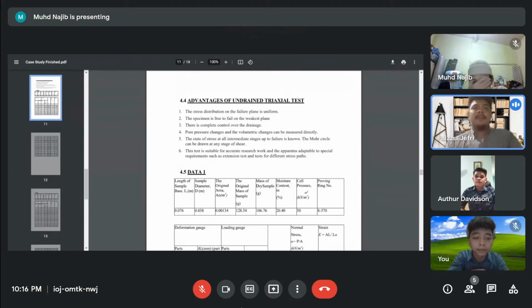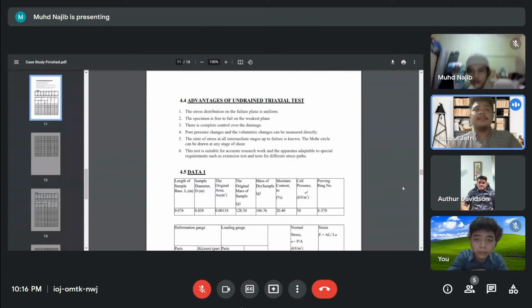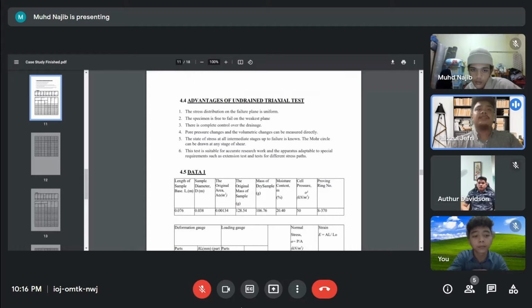Thank you. Hi, my name is Muhammad FAIZZUL, and I will continue this case study by explaining the advantages of the undrained triaxial test. The first one is the stress distribution on the failure plane is uniform. The second one is the specimen is free to fail on the weakest plane.